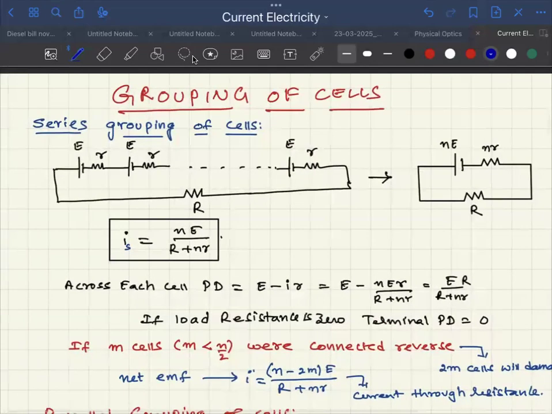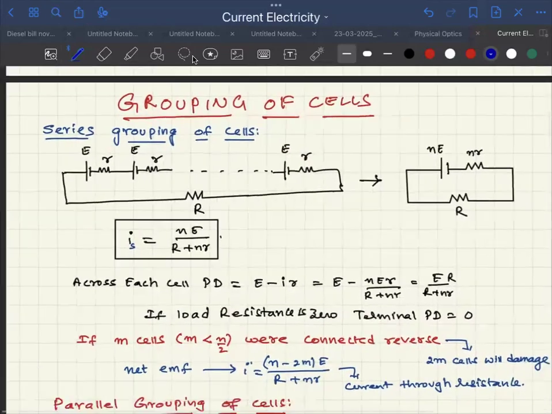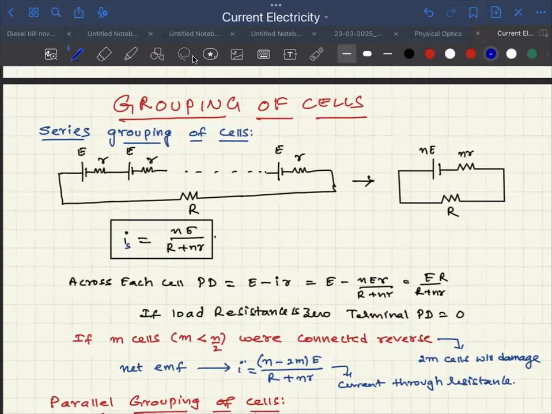Why am I giving notes like this? Please try to understand, I am saving a lot of time. Right. In the grouping of cells, the first part which I am discussing is series grouping. What is the meaning of series grouping? I will take n cells and connect them in series, but please remember the order is important.